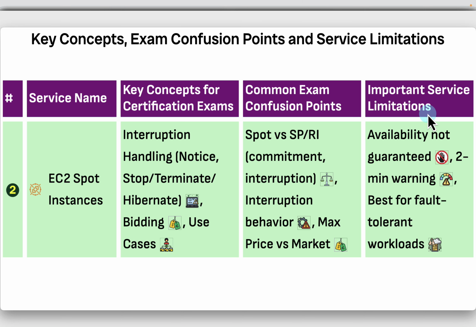Important service limitations are that availability cannot be guaranteed. There is a 2-minute warning, and in that 2 minutes you have to engineer so that if you are running something stateful, make sure that you persist in S3 or some kind of storage. It is best only for fault tolerant workloads. So it doesn't matter whether, let's say you are running some analytics, you can run whenever there is no urgency. Whenever you get time, you can run. If it dies, it doesn't matter. You can rerun it again.